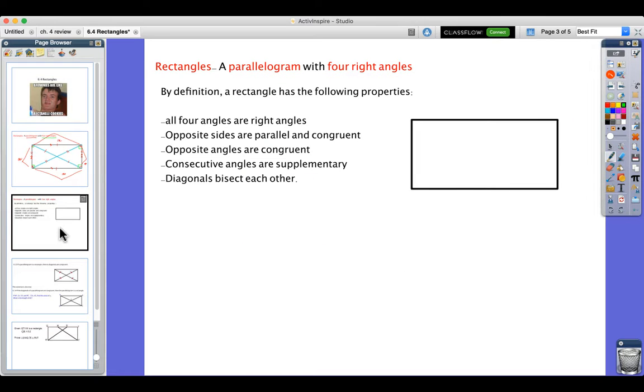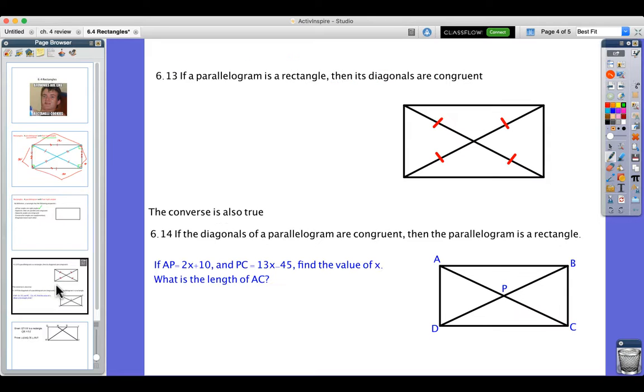So as we said, by definition, a rectangle has all the following properties. All four angles are right angles. That's the defining one. But the rest are all part of parallelograms. Opposite sides are parallel and congruent. Opposite angles are congruent. Consecutive angles are supplementary, and the diagonals bisect each other. All that is true about a rectangle. But let's go a bit more specific too. We can add a couple more things about that.